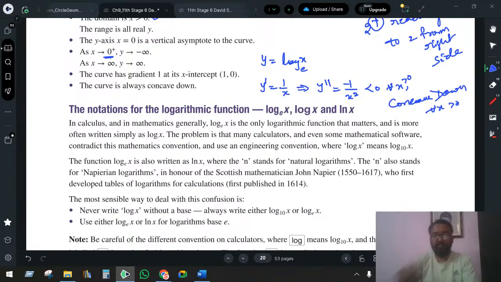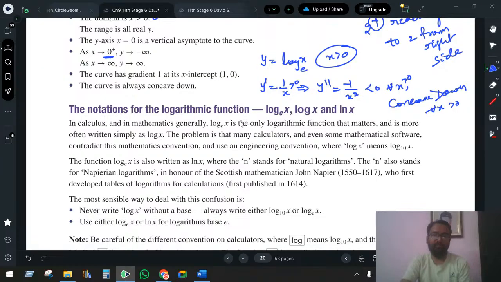But in the case of e power x, the derivative is e power x, and again e power x. It is also positive. Both are increasing, because x is defined only for the first quadrant. So increasing concave down here, previously increasing concave up.